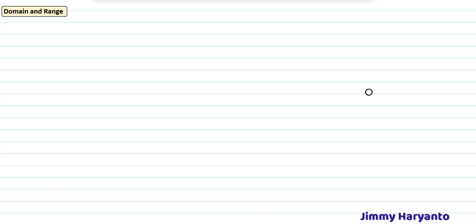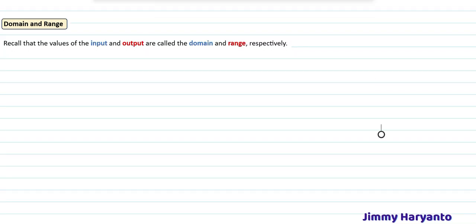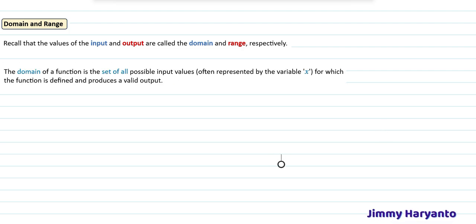Okay, next is the domain and range of the function. So recall that the values of the input and output are called the domain and range respectively. Usually the question wants you to find the range. That means you have to know how to calculate the range. The domain of a function is the set of all possible input values, often represented by the variable x, for which the function is defined and produces a valid output. That means domain is the values of x.